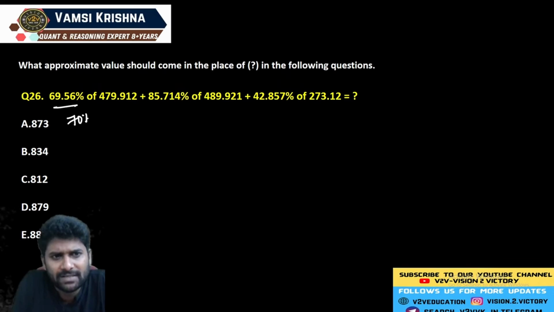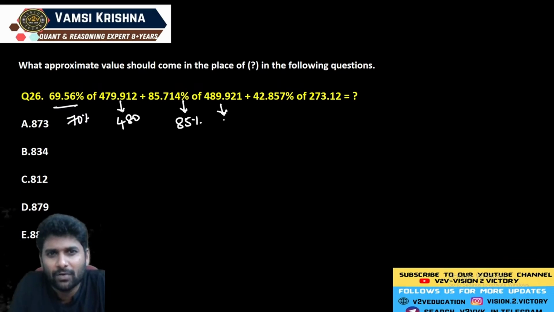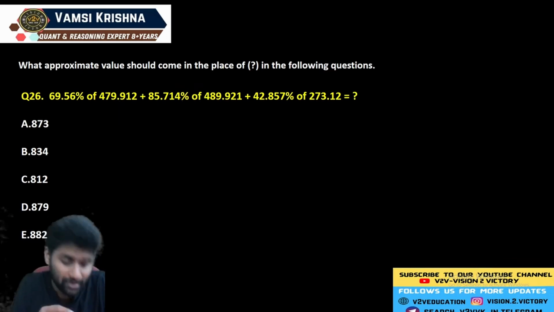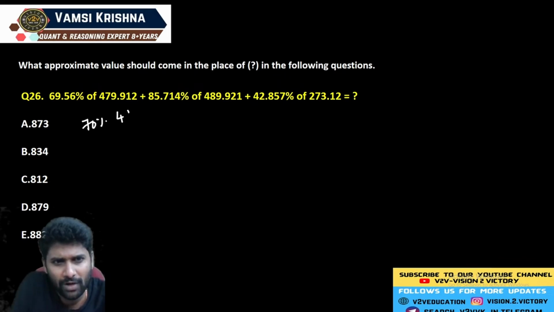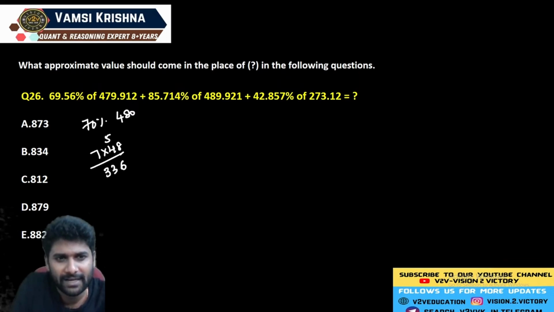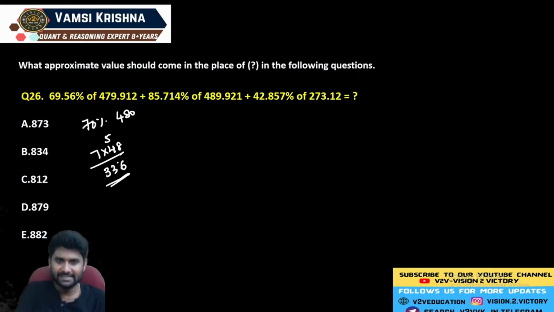It's 70 percentage of 480. Here 85 percentage of 490. Guys, let me tell you, if you are good at percentages, you can solve these questions in this way also. First, you know that 70 percentage of 480 means 7 multiplied by 48, that is 336. You will get one value as 336.